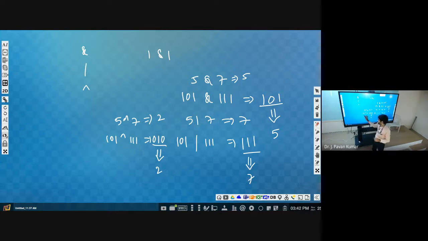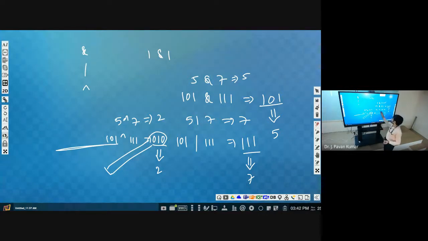32 bits will be there. What about the remaining 29 bits? 3 bits we have stored, 101. Remaining bits will be all zeros. 0 exclusive or 0, if both are same, then we'll get 0 only. So all will be zeros. That means before this, 29 will be zeros. So the magnitude will be 2 only. Got it?